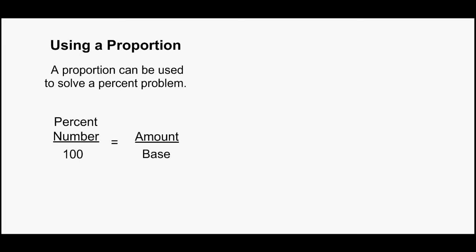Now, let's use a proportion to solve percent word problems. This is the third method to solve percent problems. A proportion is simply two fractions that are equal to each other. The first fraction represents the percent with the percent number over 100. The second fraction describes the relationship between the amount and the base. The amount is the numerator, the base is the denominator.